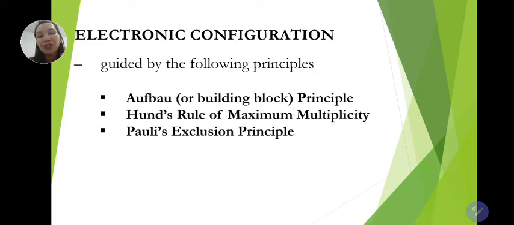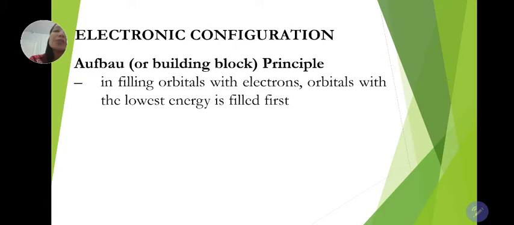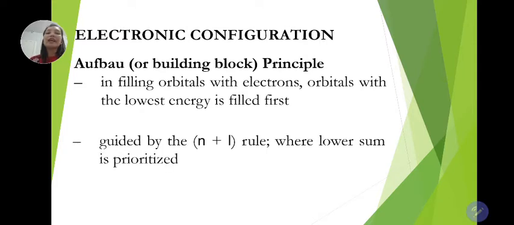So, that electronic configuration is guided by the following principles. We have the Aufbau or building block principle, the Hund's rule of maximum multiplicity, and the Pauli's exclusion principle. So, in Aufbau principle, it states that in filling orbitals with electrons, orbitals with the lowest energy levels are filled first. Siyempre, sila yung pinaka mababa, sila muna yung mafe-fill. This is guided by the n plus l rule where the lower sum is prioritized.